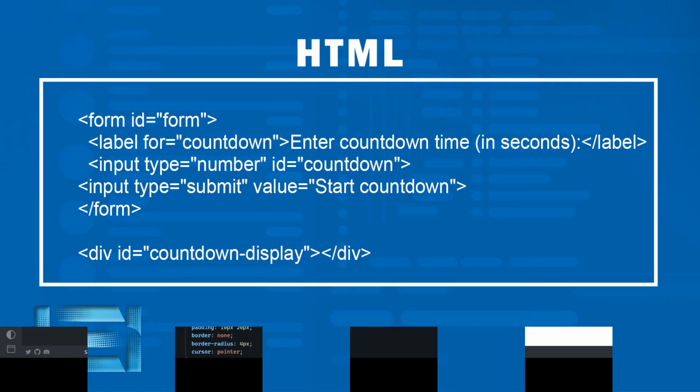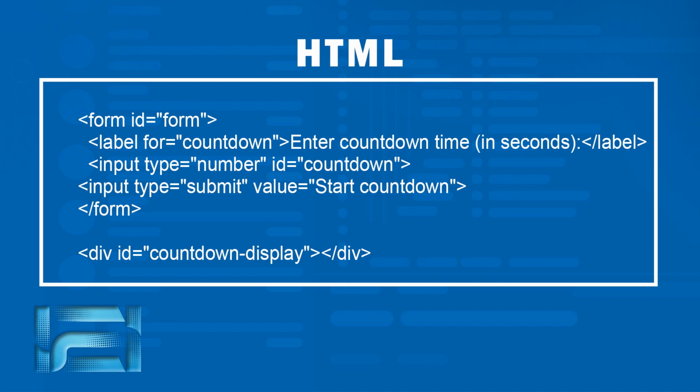web projects. To get started, we'll need to create a form with a single input field where the user can enter the countdown time in seconds, and a submit button to start the countdown. We'll also need to add a DOM element to our HTML where the countdown will be displayed.